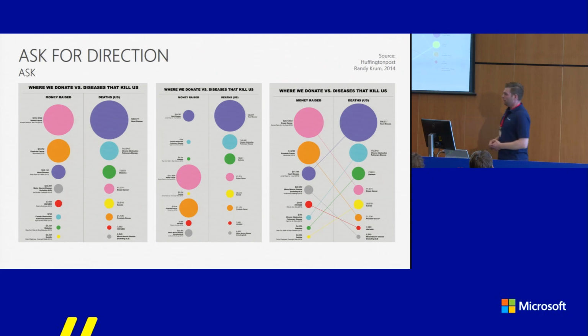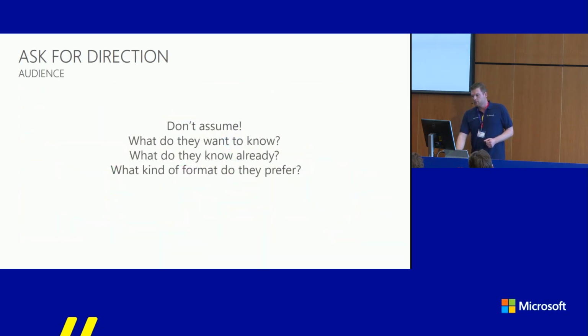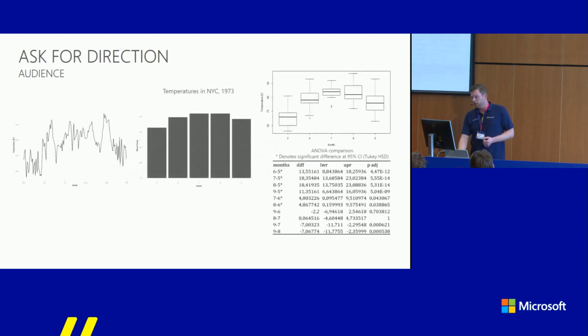These are three different ways of visualizing the same topic. The left is ordered by size, by area, the middle by the subject, and the right is a combination. They can all be great, it just depends on the viewer. So ask your audience what they want to know, and don't assume.